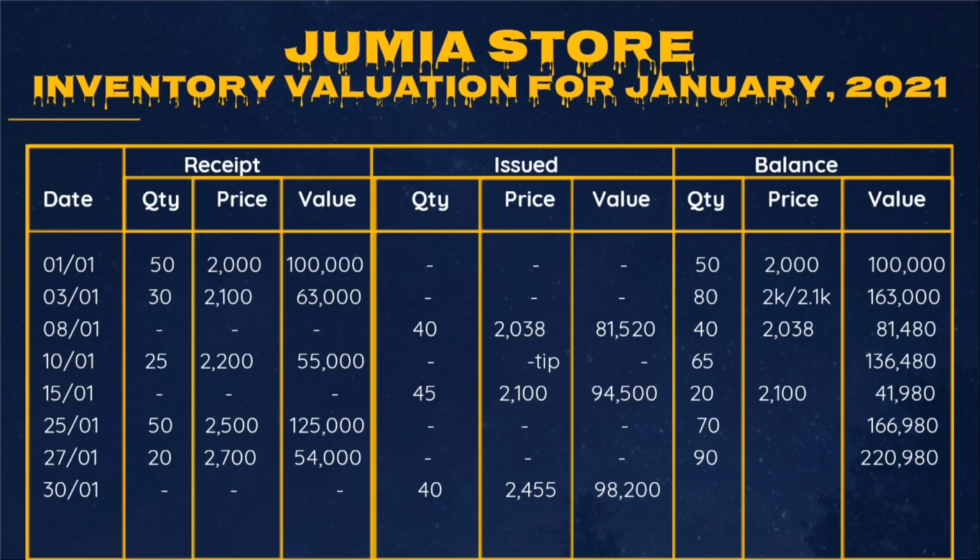For the balance, the quantity will be 90 minus 40, that is the 90 bags of cement that is in the store, minus the 40 that is to be issued out. That will be 50 bags of cement, while the price will be 2,455, while the value is going to be 220,980, which is the total value of the inventory in the store, minus 98,200, which is the value of the inventories to be issued out. That will give us 122,780. That is how to prepare the inventory account.